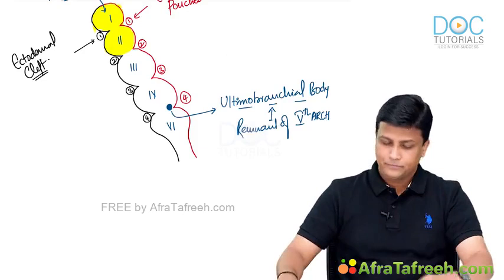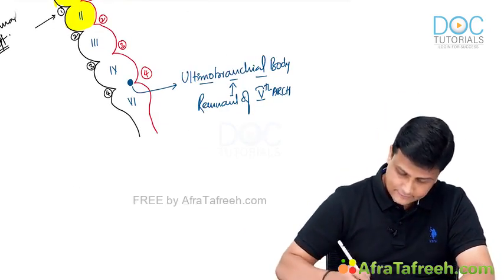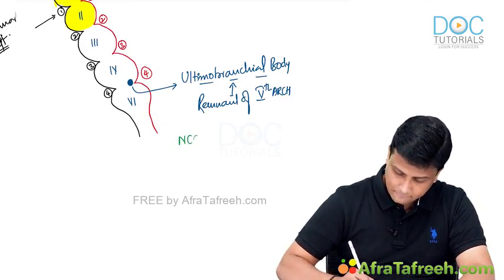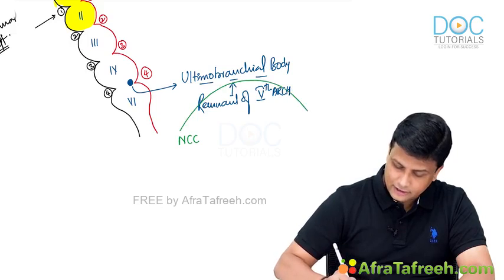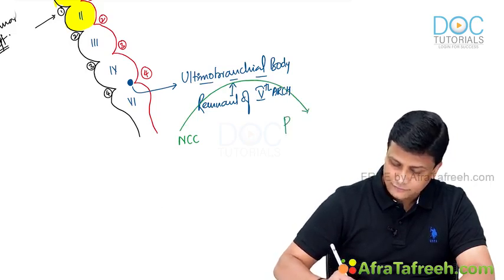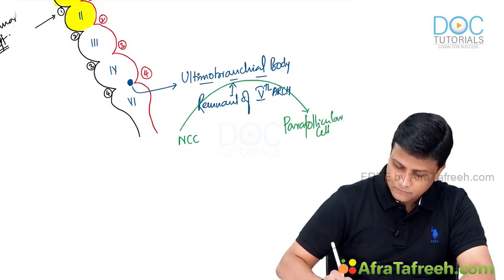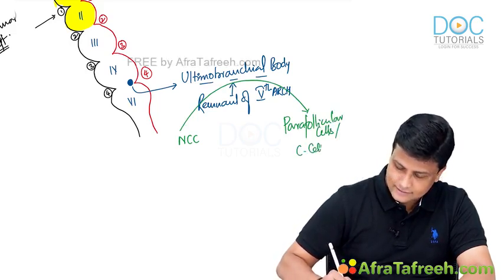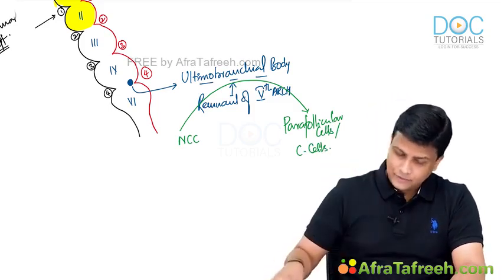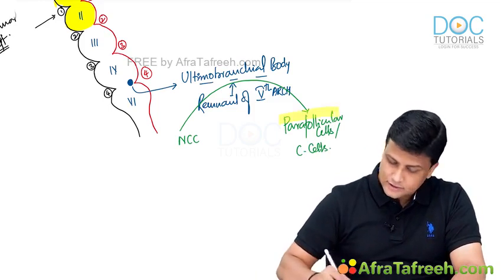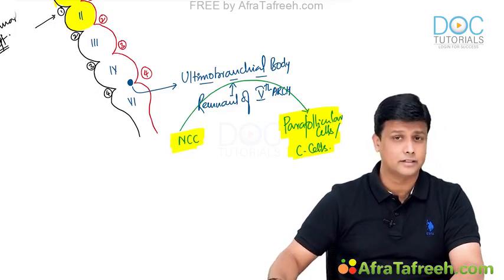So remember, or you just write down here itself that yes, the neural crest cells, NCC. So neural crest cells are coming all the way up to the ultimobranchial body, and they are the ones forming the parafollicular cells, or else they are also referred to as C cells. So let us clear one more controversy here itself. Remember, parafollicular cells or the C cells are ultimately derived from where? The neural crest cells. That is the better answer.